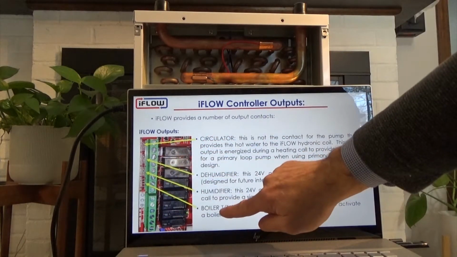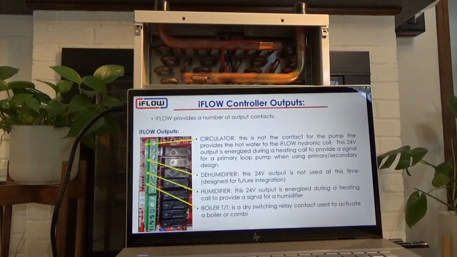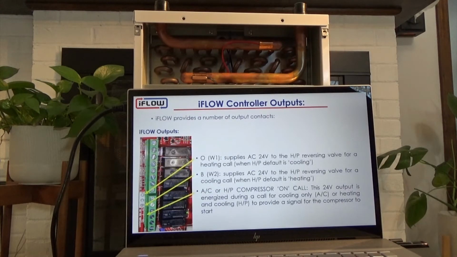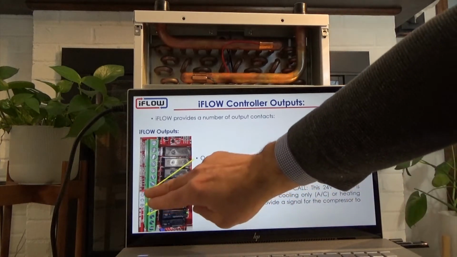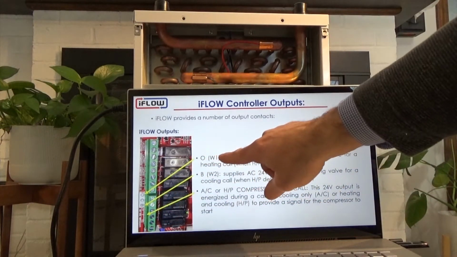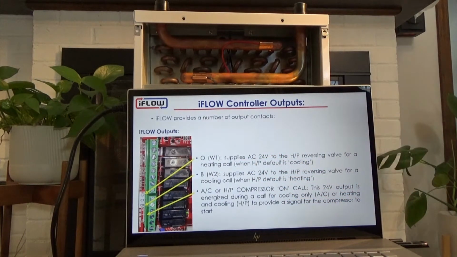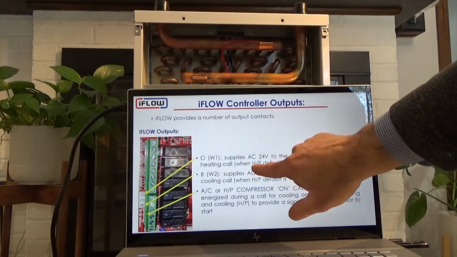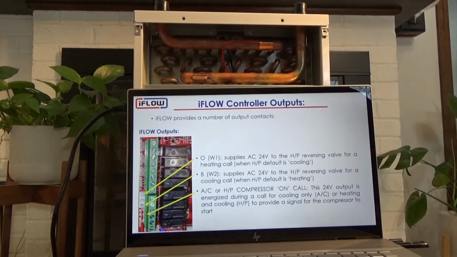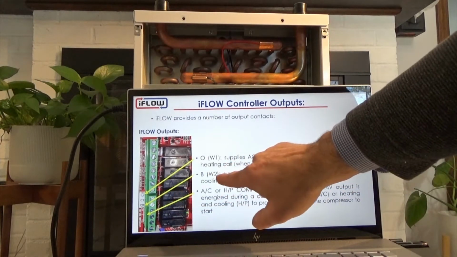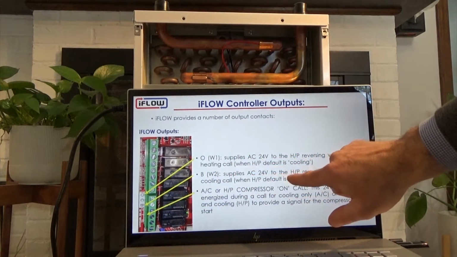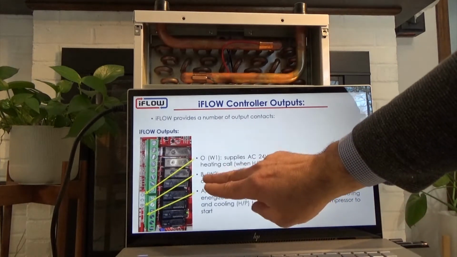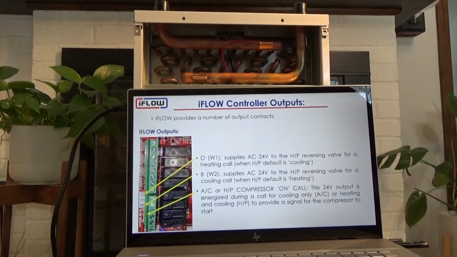The default parameter is 45%. Below that, you have the boiler TT. And again, it's just a dry contact or dry switching relay contact that's used to activate the boiler or the combi if we're running that. And again, as I mentioned, below that we have the OCB. So O, or W1, right? It supplies 24 volts to the heat pump reversing valve for a call for heating when the heat pump is default cooling. The B, or W2, supplies 24 volts to the heat pump reversing valve for a cooling call when the heat pump is default heating.